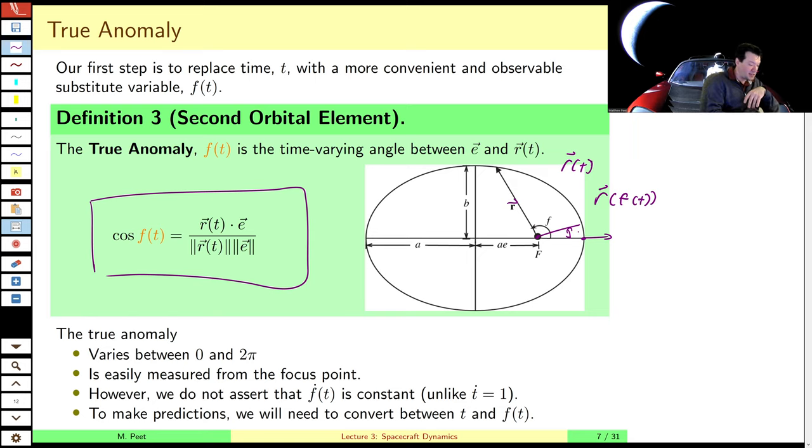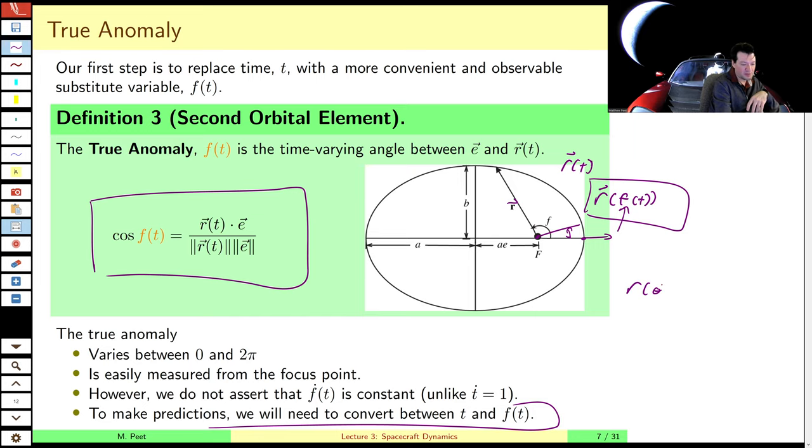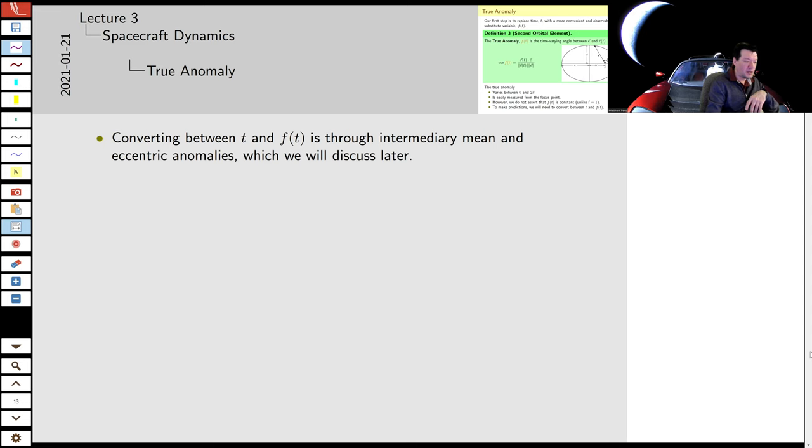In any case, at some point in the future, lecture 4 will convert between F and T. But at this point, we're only interested in finding the position vector as a function of true anomaly. So how this distance changes as this angle changes. Polar coordinates again, r of theta, where theta is that angle. All right, so how are we going to get that?